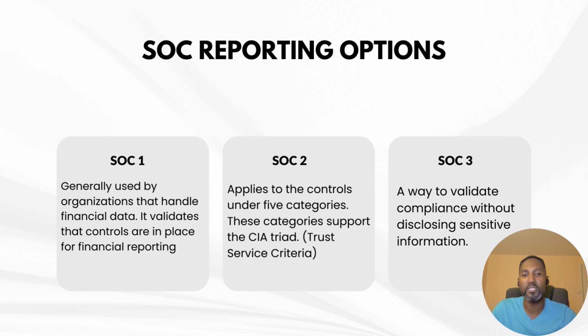SOC reporting options. You have SOC 1, which is generally used to handle financial data. So any organization that handles financial data or that might affect the financial reporting of their client or customers, this would most likely be the report that they would need. A SOC 2 report applies to the controls that are under 5 categories, and these categories are called trust service criteria that I defined earlier. And these criteria all support the CIA triad, which is confidentiality, integrity, and availability.